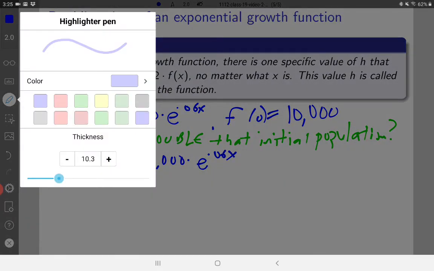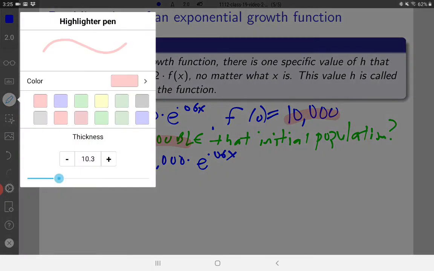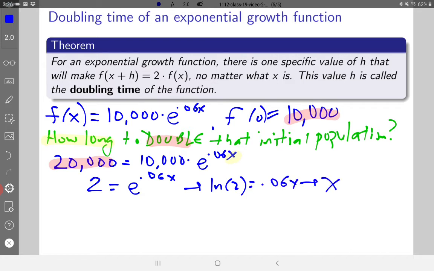Well, I'm going to use 20,000 as the output because I want to double the initial value of 10,000. And then when I say how long, I'm asking for time, so I'm going to try to solve for that x that's up there in the exponent. Now this algebraic work we're about to do is almost exactly the same as everything we did on the previous couple of slides. I'm going to divide both sides by 10,000, so I get 2. I'm going to apply a natural log on both sides. And then I'm going to divide by that b value of 0.06.